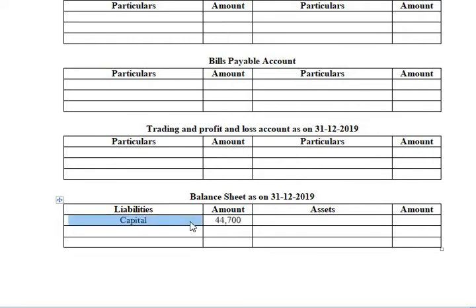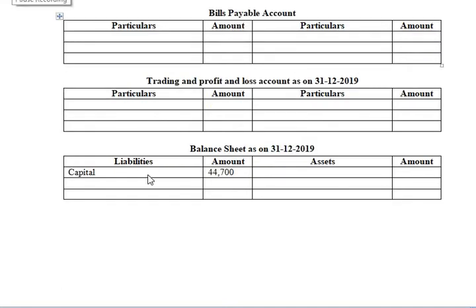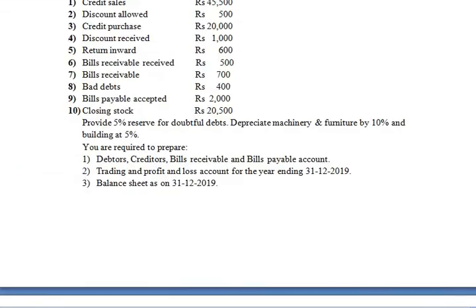Now we'll take this amount in the inner column. We write it in the inner column because this is the opening balance, and we still need to find out the closing balance of capital. We need to add the net profit and all, so that addition and deduction is to be made. So we'll take this capital into the inner column, on the liability side of the balance sheet.